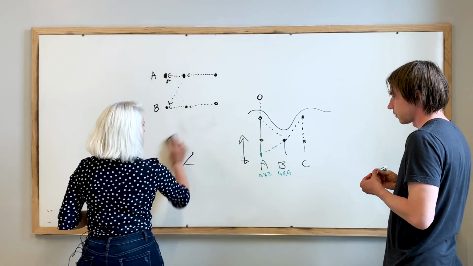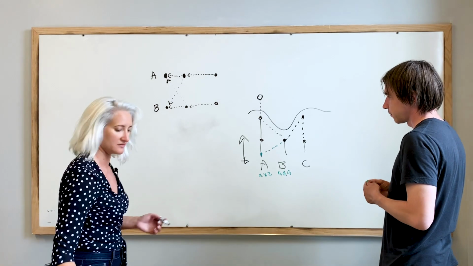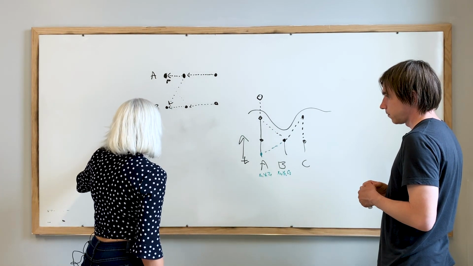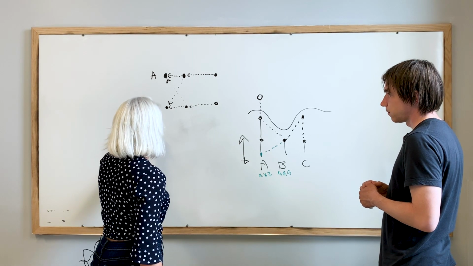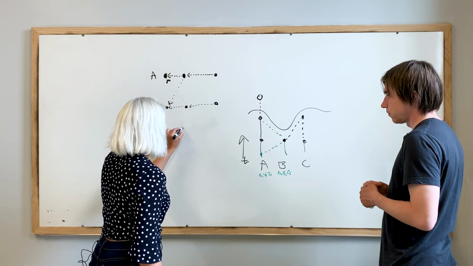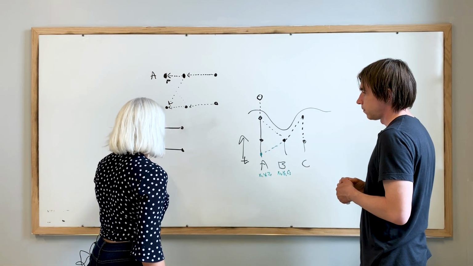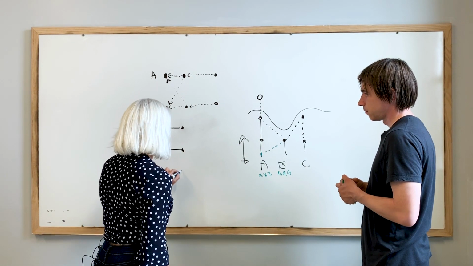Let me take this guy out. So let me go this way again. A and B. So if A is generating blocks this way, and then B has a split.